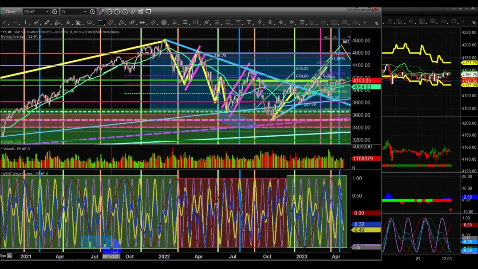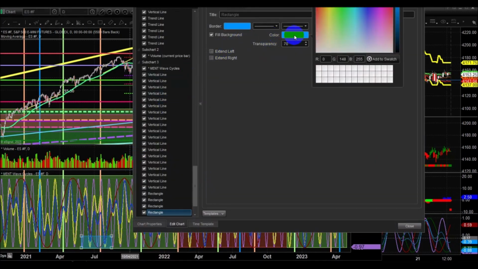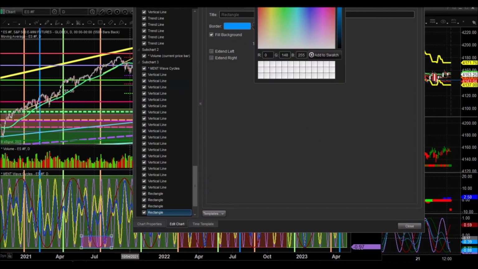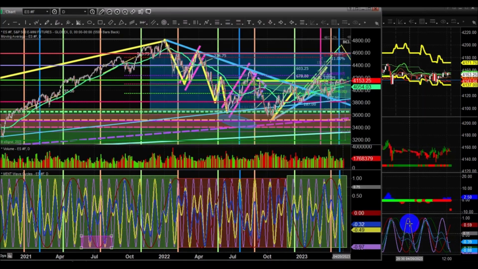You see this unique topping or bottoming pattern here? This to me is very unique in the sense that, I'll change this to red real quick, or purple. This to me is very unique because we end up getting these two cycle lows, this low and this low, the blue and the yellow, very, very low in the midst of this deep cycle pattern here, okay?